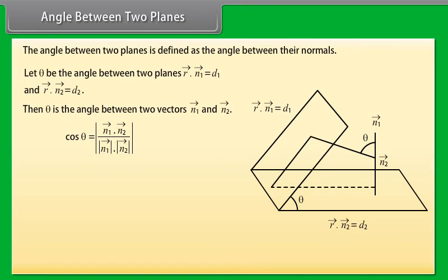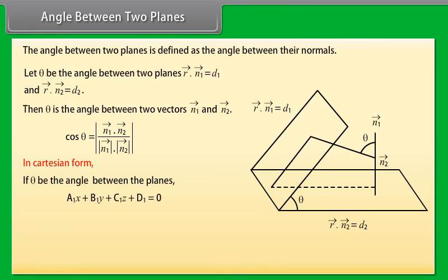Cos theta equals modulus of dot product of vector n1 and vector n2 divided by modulus of vector n1 into modulus of vector n2. In Cartesian form, if theta be the angle between two planes, a1x plus b1y plus c1z plus d1 equals 0 and a2x plus b2y plus c2z plus d2 equals 0.